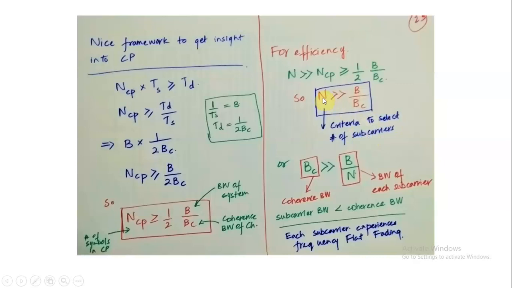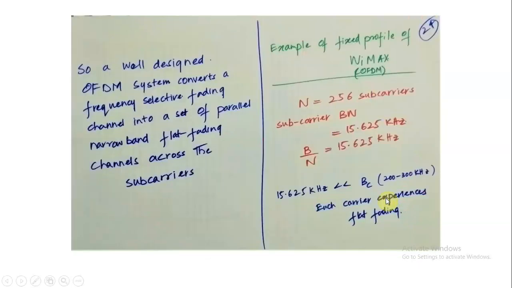N is the number of subcarriers. Or the coherence bandwidth should be quite large compared to B over N. B over N is the bandwidth of each subcarrier and BC is the coherence bandwidth. So this means the subcarrier bandwidth should be smaller than the coherence bandwidth. That means that each subcarrier experiences frequency flat fading. So a well-designed OFDM system converts a frequency selective fading channel into a set of parallel narrowband flat fading channels across the subcarriers.